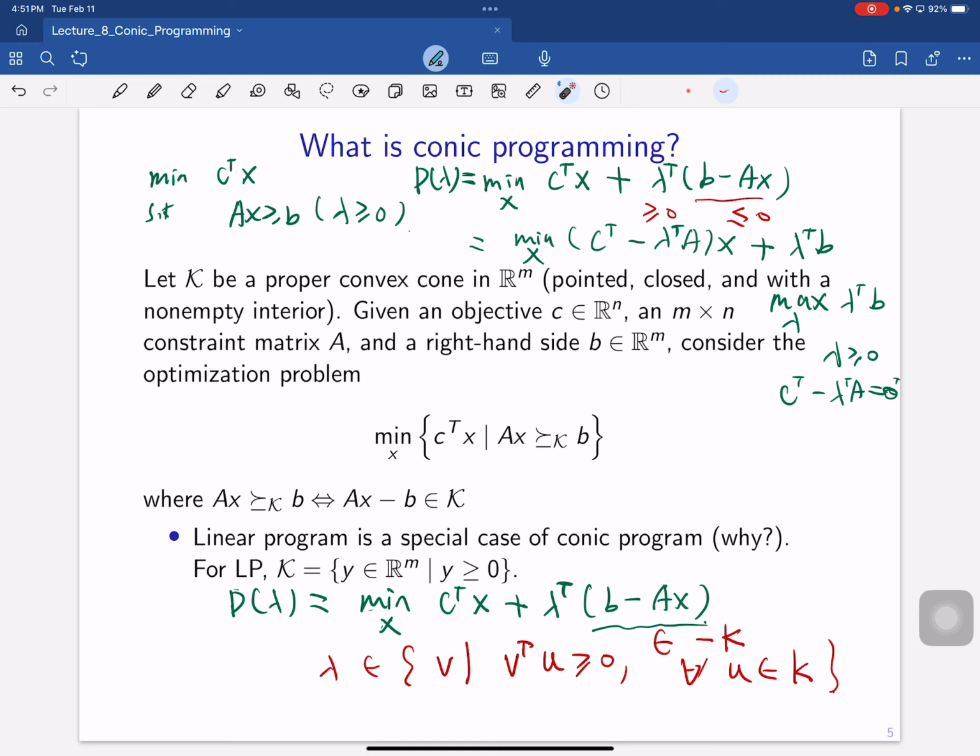Now, in order for that to hold, that is essentially this condition. For any vector U in K, so this U thing here is your AX minus B, right? So for any of the vectors in K, V has to be greater than or equal to 0 in order for this term to be a lower bound, right? So this is equivalent to saying lambda times B minus AX is less than or equal to 0, right? For any feasible solution you pick. That's sort of the rationale of the dual cone.